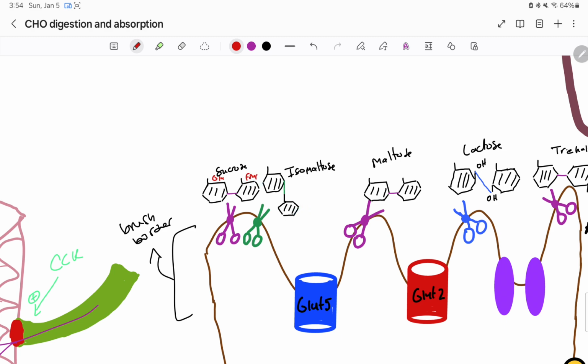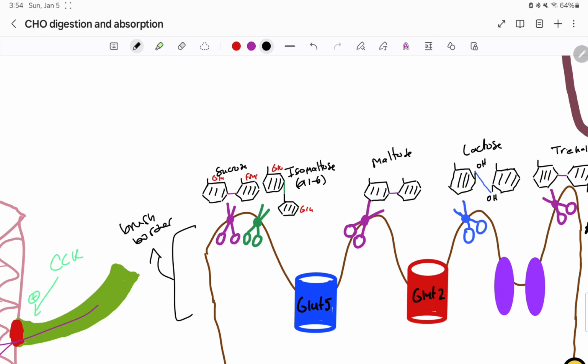Then we have this isomaltose, okay? Isomaltose is literally just glucose and glucose, but you see the bond is a little bit different. The bond is actually an alpha 1,6 bond, okay? Remember this bond here? I said this is the branching one, the one that allows for branching to occur, and you can see this right here. It's not linear, it's branched.